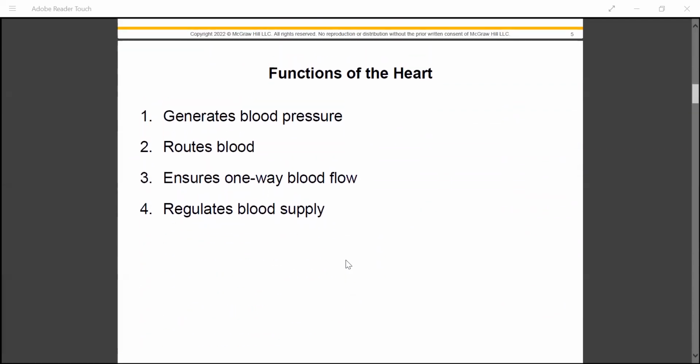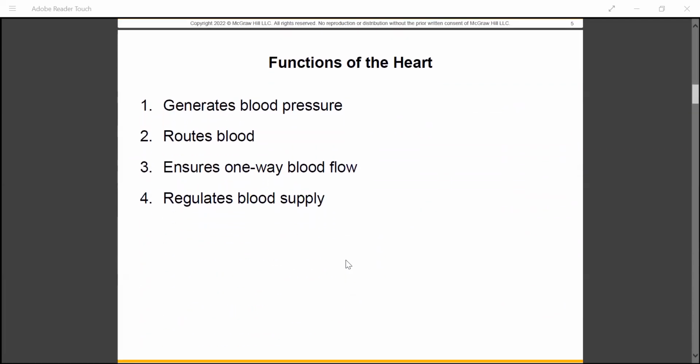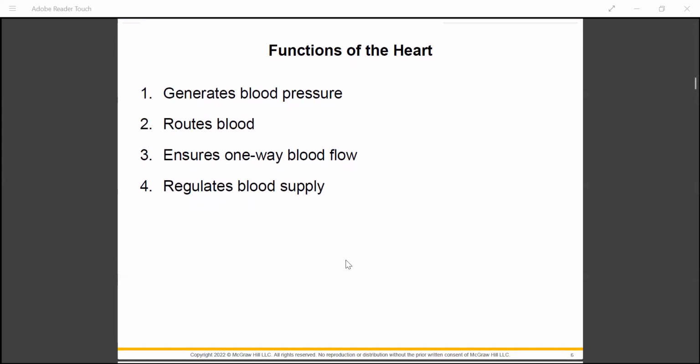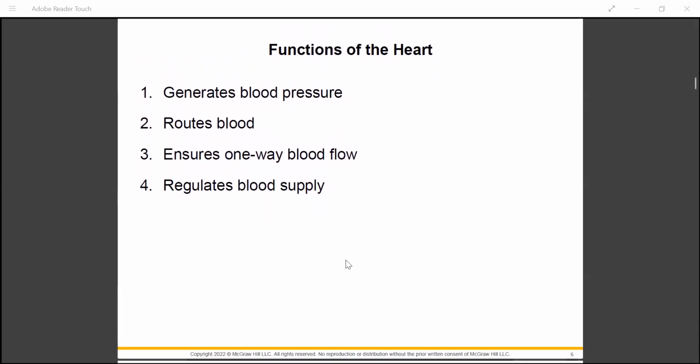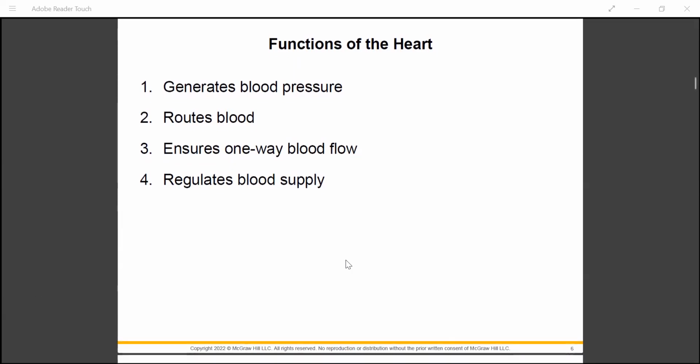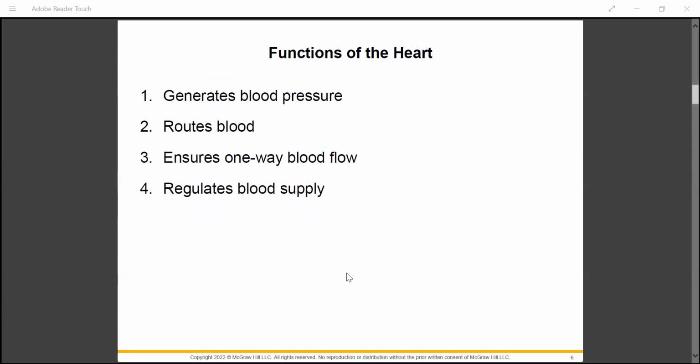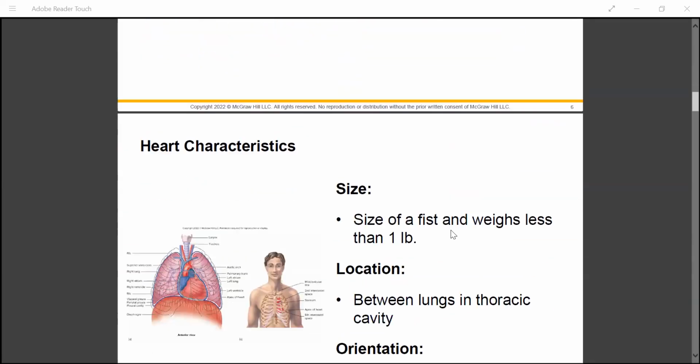Some functions for our heart: of course, we're going to generate blood pressure. Every time our heart beats, that's going to put pressure on our vessels. It's going to route our blood, or actually tell our blood where to go in a sense. It ensures one-way blood flow with our heart valves. We'll talk about those a little bit. And it helps regulate our blood supply. Different nervous system input can regulate how hard our heart is beating, and that's going to influence how much blood our heart is pumping at one time.